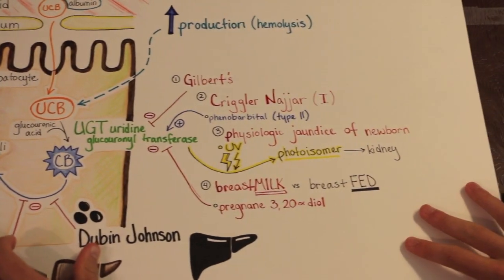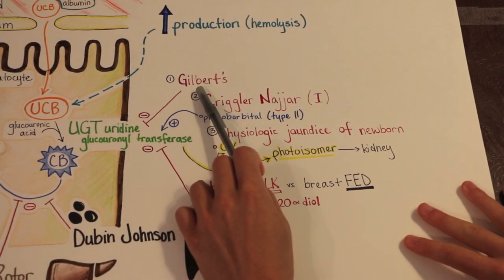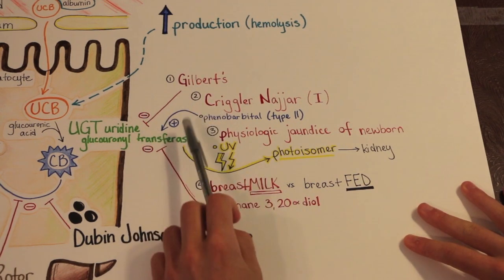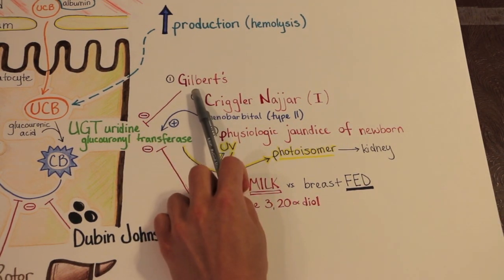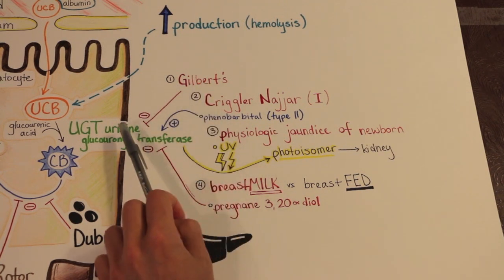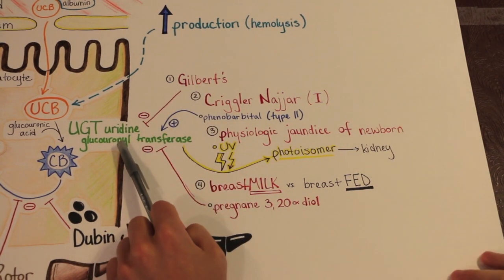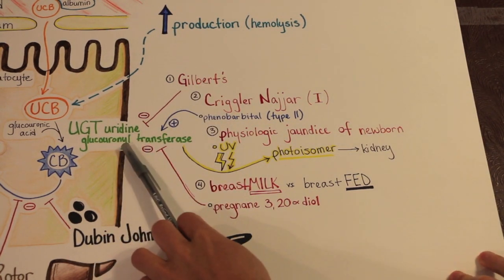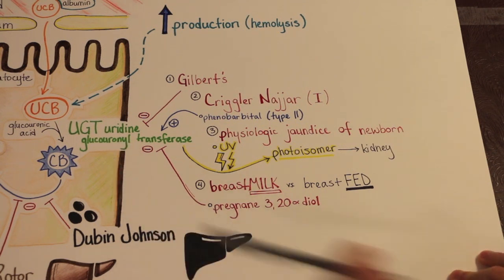Gilbert syndrome is one of the most common hereditary jaundices and the second most common cause of jaundice overall, second only to viral hepatitis. Gilbert syndrome, also known as familial non-hemolytic jaundice, is an autosomal recessive decrease in UDP glucuronyl transferase activity with or without impaired bilirubin uptake.